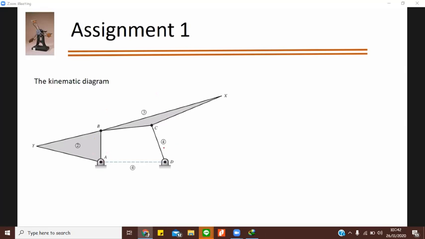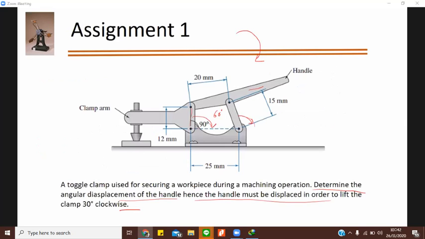Just for the explanation, this is your coupler. This is your link for the handle. This is the other side from where you are actually holding the workpiece. Okay, so let's go back. So this is your one link.